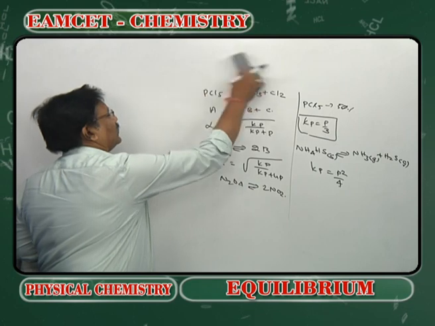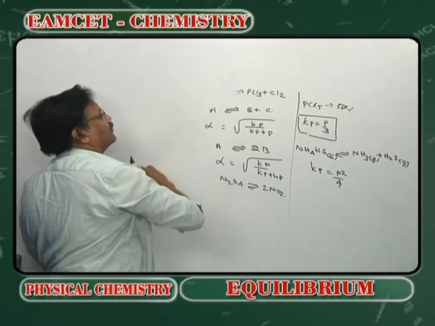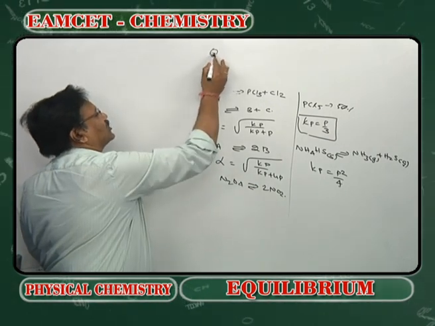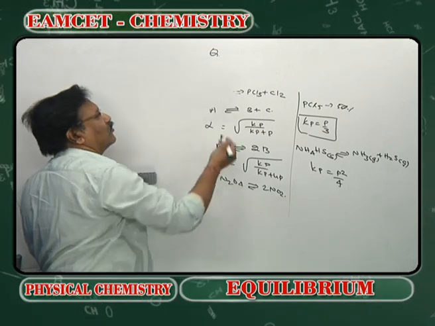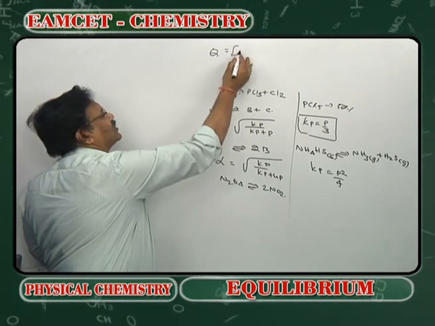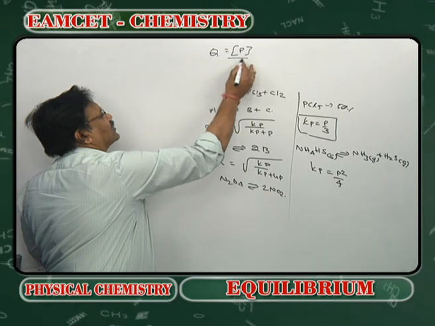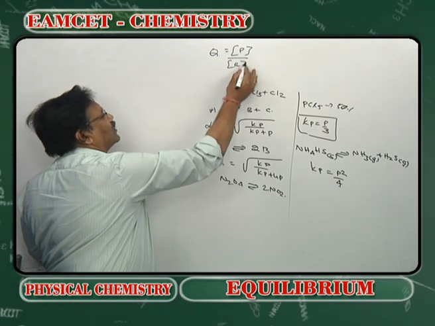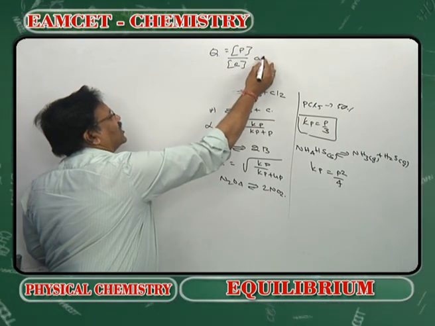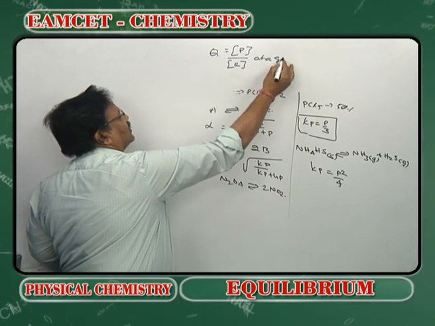Now there is another important point, reaction quotient. What is meant by reaction quotient? Ratio of product concentrations to reactant concentrations at a given time t.